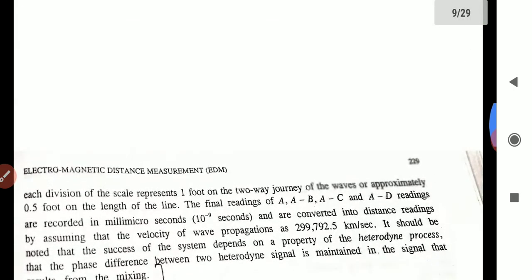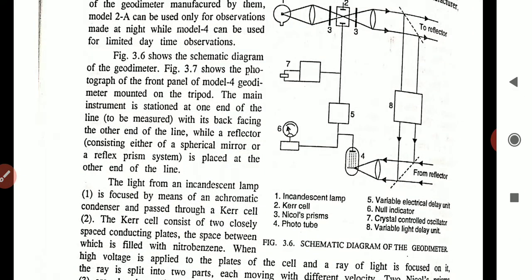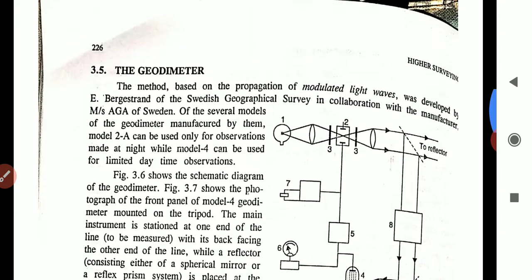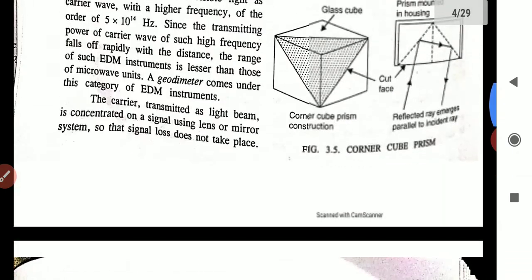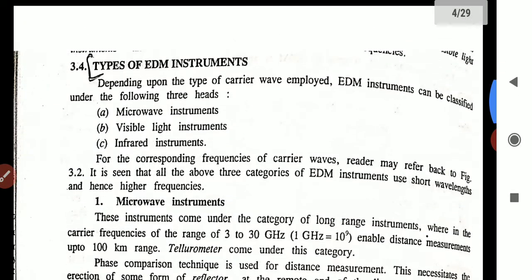Next comes electromagnetic distance measurements. The first one is the geodometer, telerimeter. We will discuss further the types of EDM measurements.